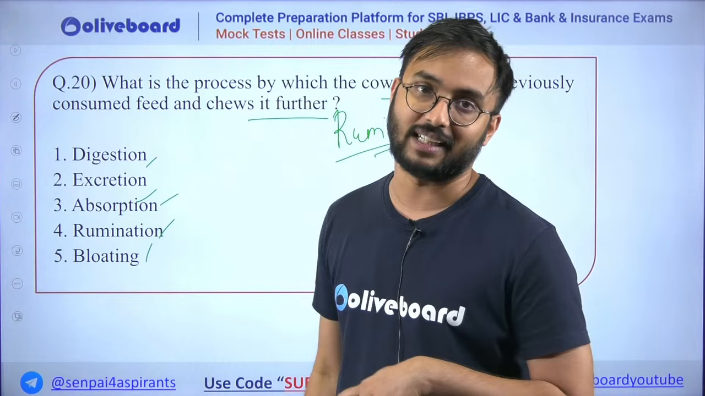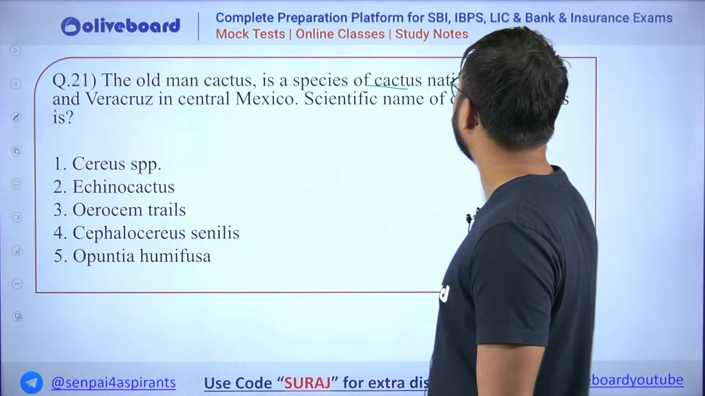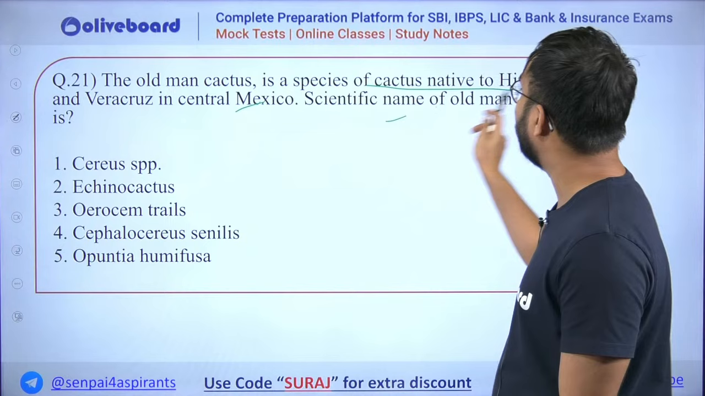Old man cactus is a species of cactus native to Hidalgo and Veracruz in central Mexico. What is the scientific name of old man cactus?